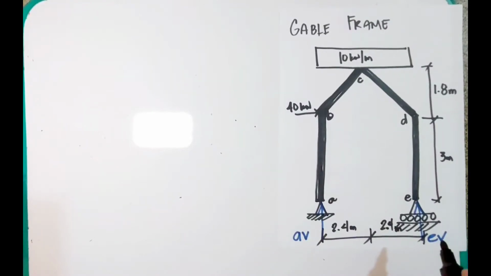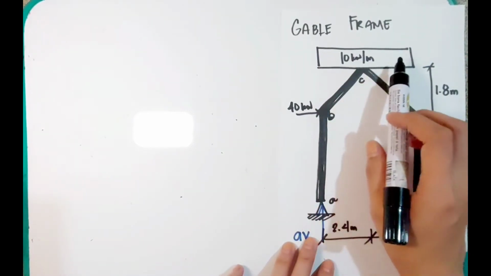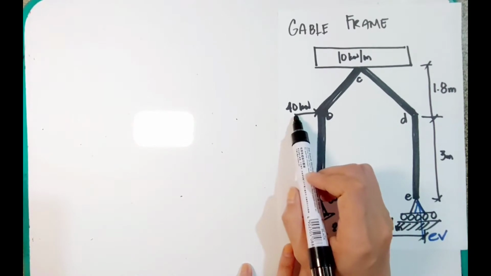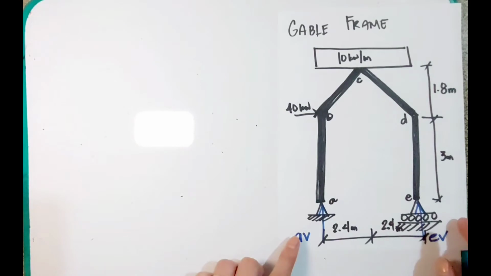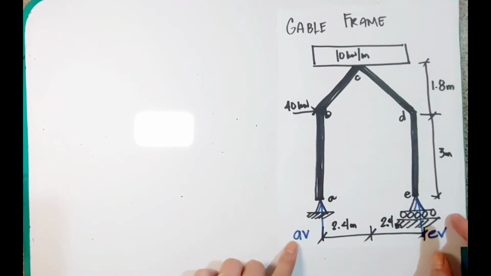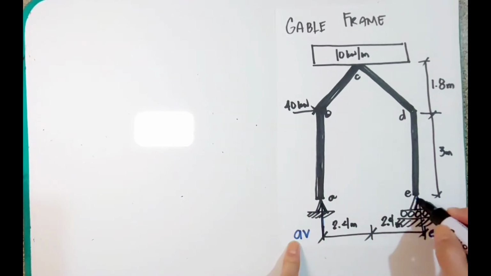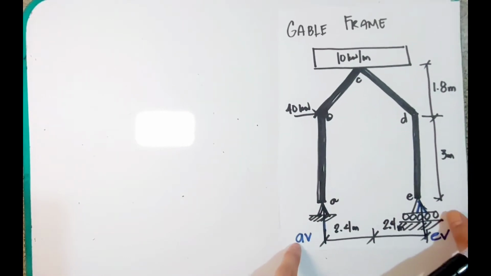So our topic for today is about analyzing the simple supported gable frame. So this is your gable frame with uniform distributed load, and also this is your concentrated load along joint B. So first thing we should do is get the reaction. So we assume that this is your AV and this is your EV. So along vertical, lahat, upward ang assumption natin.